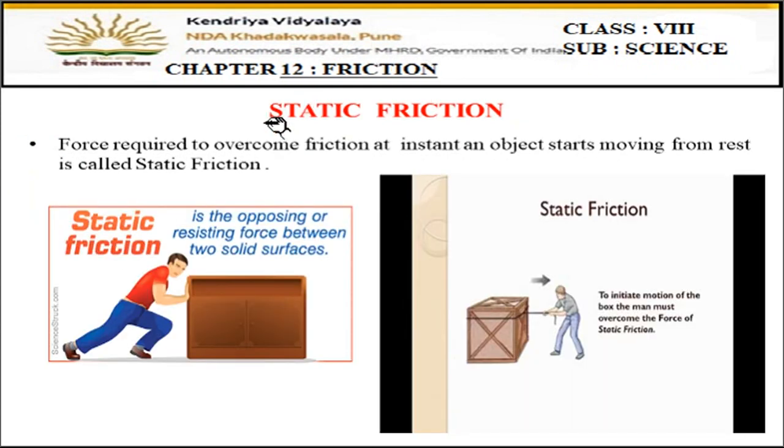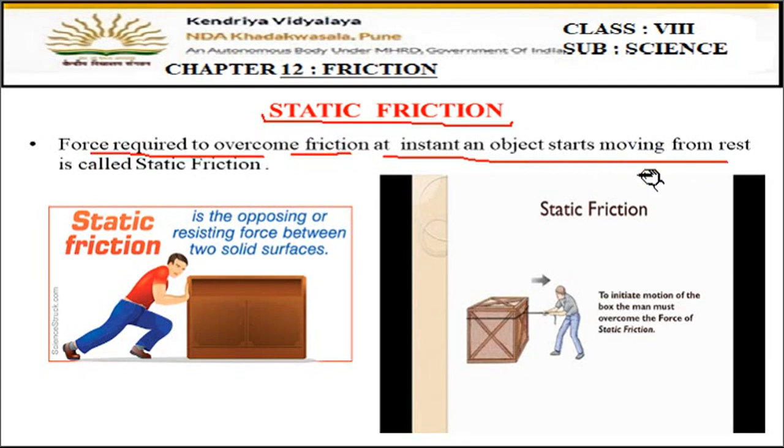So let's start first with the static friction. Okay, static word means which is stable, which is at rest. Static words mean which is not changing, which is stable. So static friction is the force which is required to overcome a friction at instant an object starts moving from rest. Suppose if an object is at rest position, then the friction which is acting between the ground and the object which is at rest, that friction is called as static friction, right?